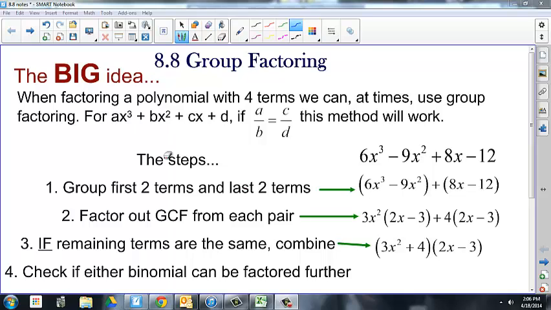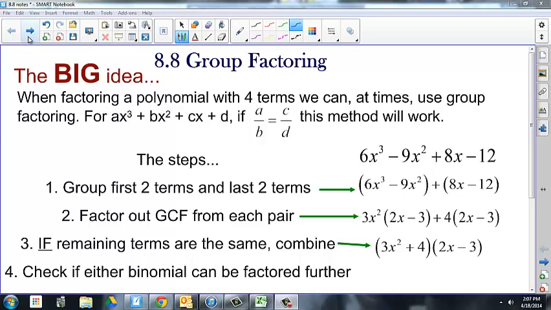So first of all, the big idea: when factoring a polynomial with four terms, we can at times use group factoring. Anytime you have a polynomial in the format ax cubed plus bx squared plus cx plus d, you look at the coefficients. If they are proportional, if a is to b as c is to d, this is a method that will work. It's a great method. It's the first time we've been able to factor four terms.